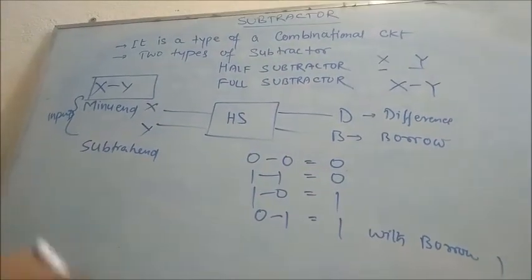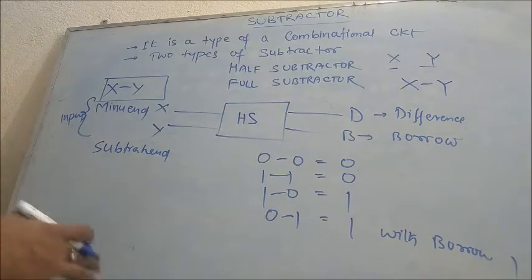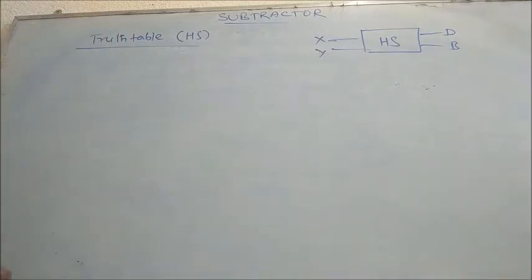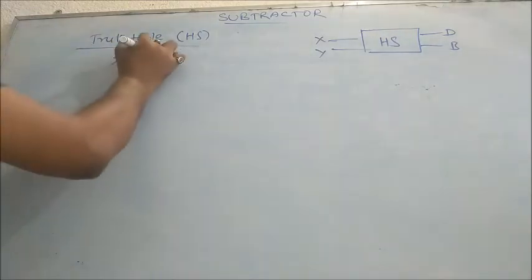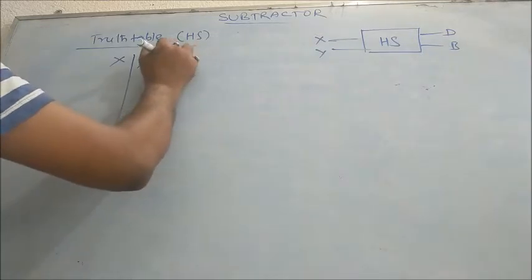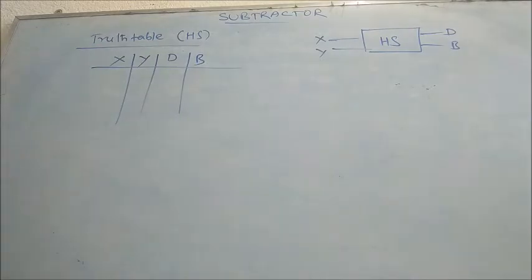So let's understand this concept using truth table. According to this block diagram, I am going to design the truth table of HS, that is half subtractor. First will be x, which is known as minuend. Second input will be y, which is known as subtrahend. D is for difference and B is for borrow. So let's see how it will behave.